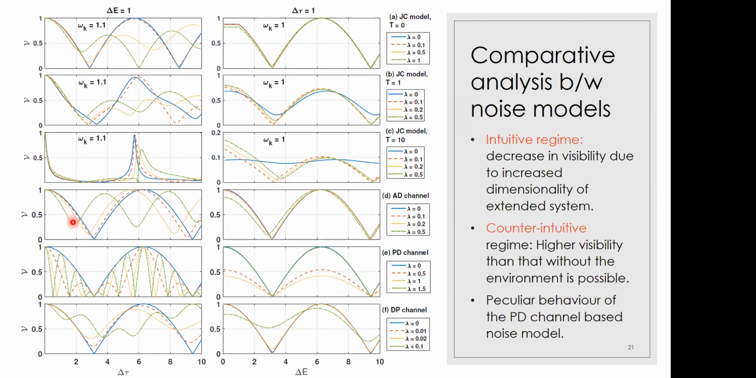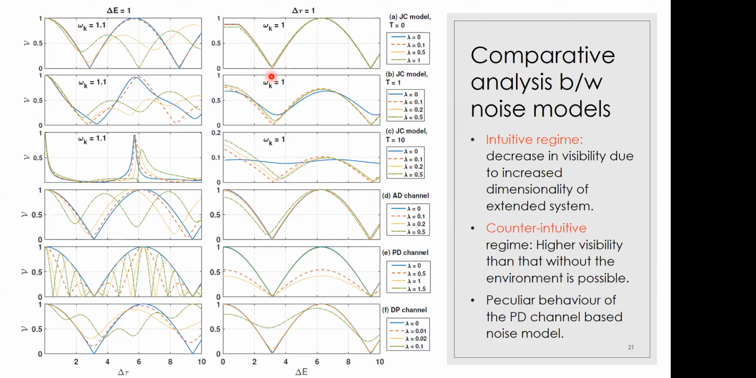However, because of the finite size modeling of the environment, you can see some recurrences, and these recurrences lead to very counterintuitive effects. For example, in the case of the amplitude damping channel and the depolarizing channel, you can obtain higher visibilities than you would expect in the case without noise. So the green plot here, for example, is above the blue one, and similarly the green and the yellow one here are above the blue one.